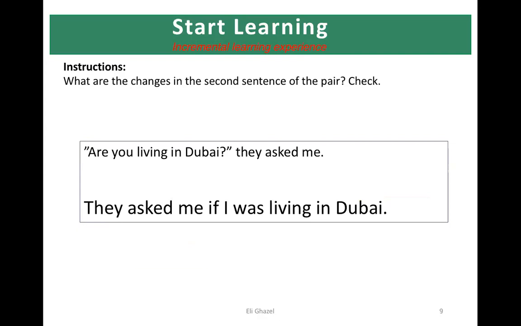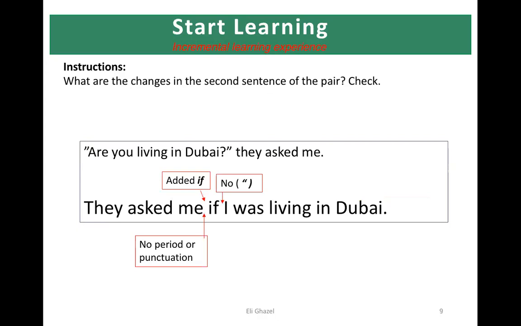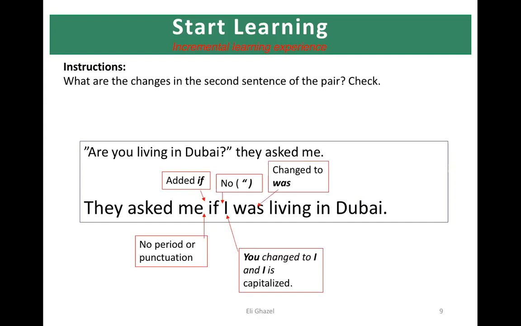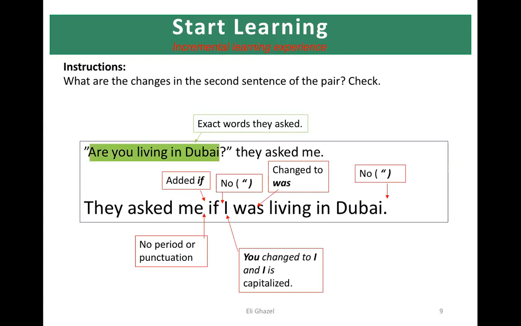Are you living in Dubai? No period or punctuation, added the if, no quotation mark. We changed the you to I, and I is capitalized. The are has been changed to was. There is no quotation mark at the end. And the exact words of the question were, are you living in Dubai? And not the exact words are, if I was living in Dubai.